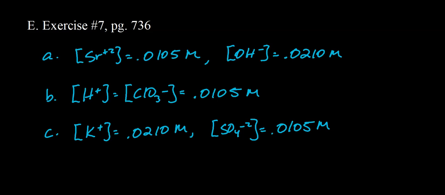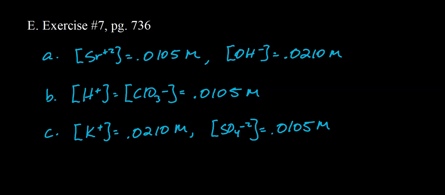So here are our results. Concentration of, well, let's go to letter A. Strontium hydroxide is a strong base. So it completely dissociates into 1 mole of strontium ions and 2 moles of hydroxide ions. So we get 0.0105 molar for the strontium, 0.0210 molar for the hydroxide. Make sure to include units with your answer, even though we put the formulas in brackets.